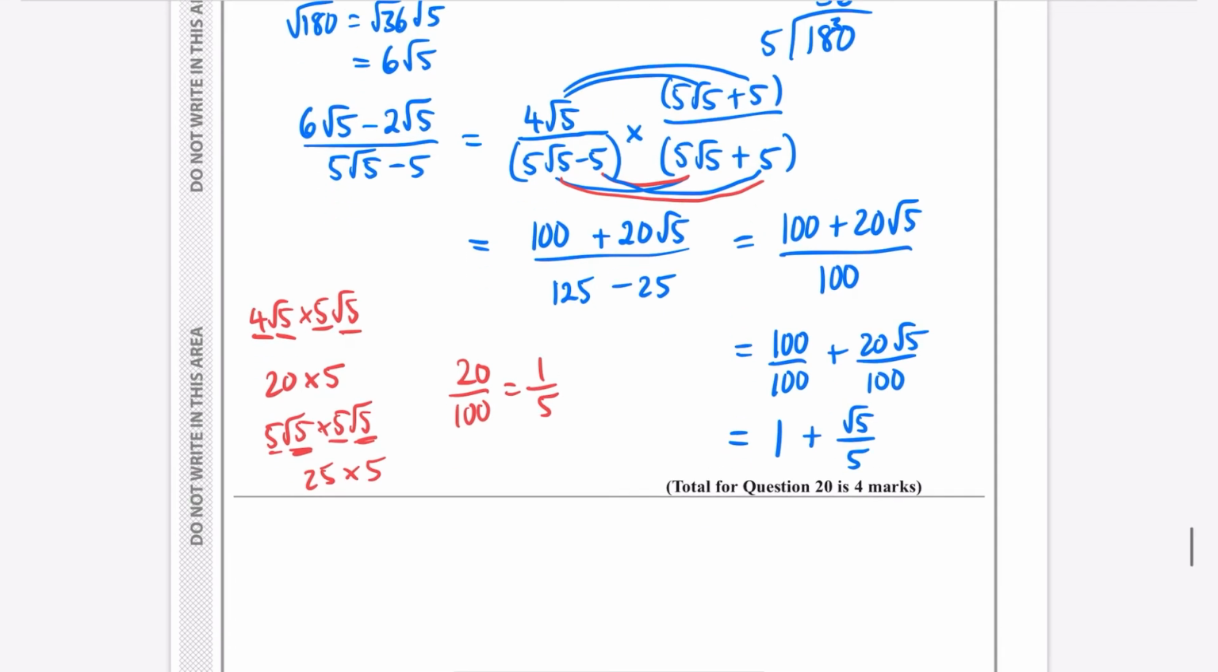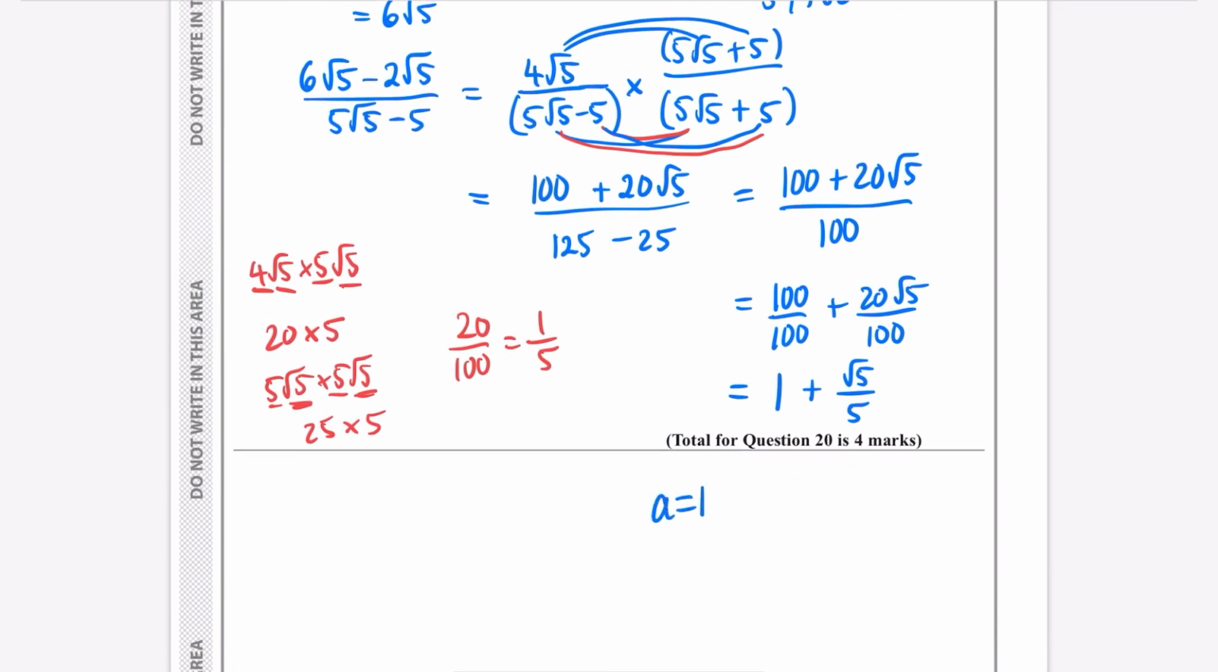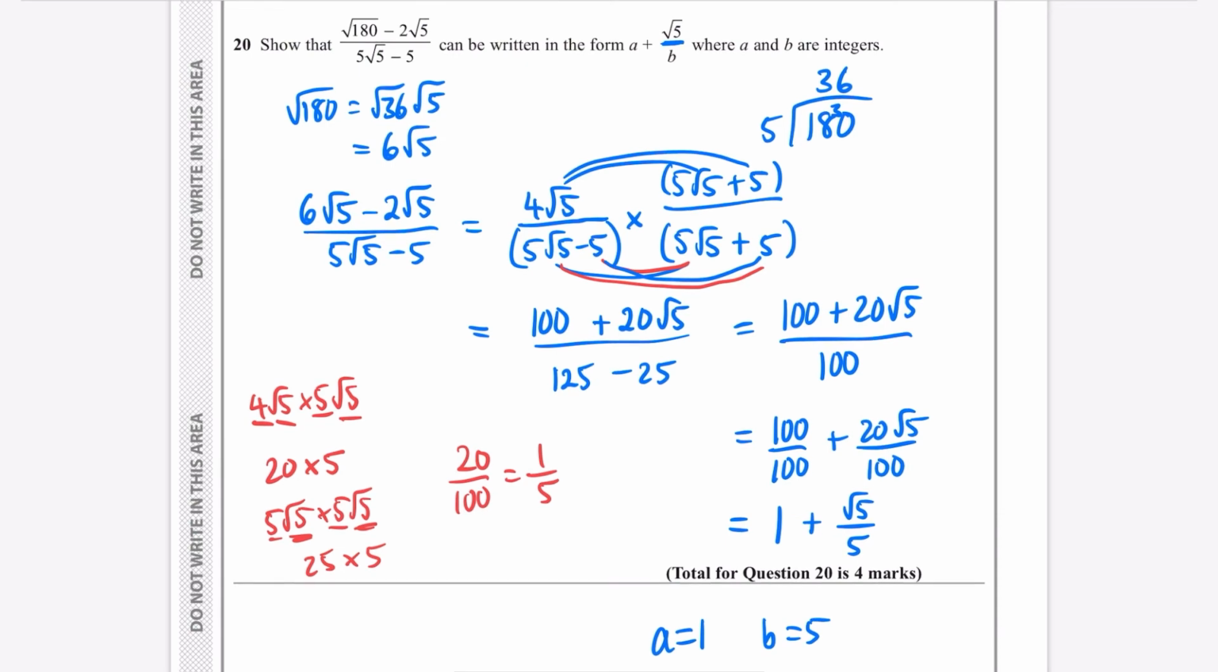So it says where a and b are integers. Clearly a is the first one, so a is equal to 1. You don't have to do this bit. And b is equal to 5, but I always like saying what the a and b are that it might be looking for. Okay, so nearly there.